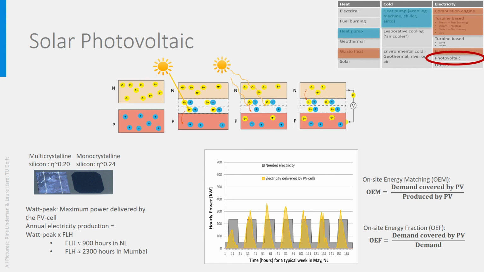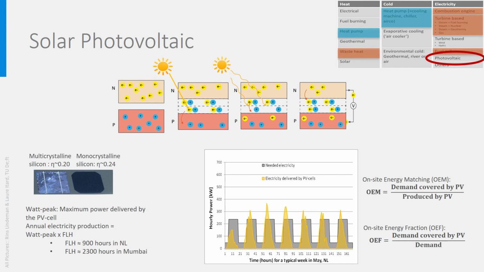Two parameters are used to characterize this phenomenon, the OEM and the OEF. The OEM is the on-site energy matching and is the fraction of electricity produced by the PV cells that can be directly used in the building, the orange-grey overlapping domain divided by the orange one. When the OEM is zero, the mismatch is complete and the electricity produced by PV should be sold to the grid or stored in batteries or just lost, which is a big pity. And when OEM is 1, all energy delivered by the PV cells can be used directly.